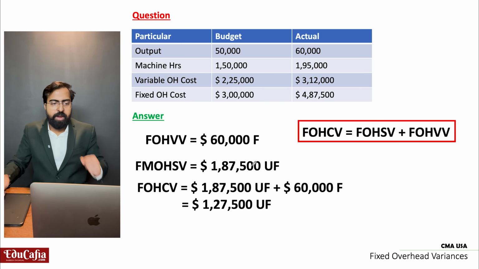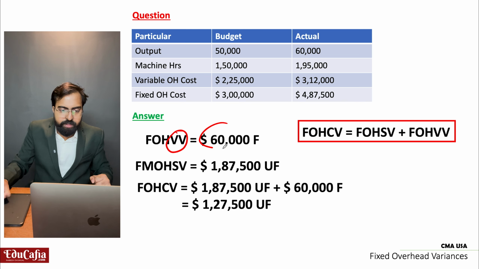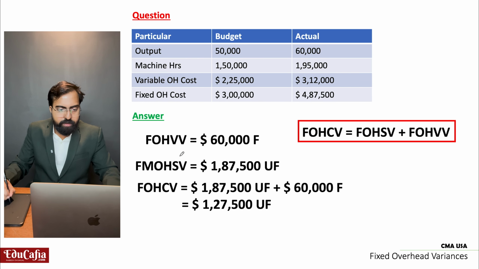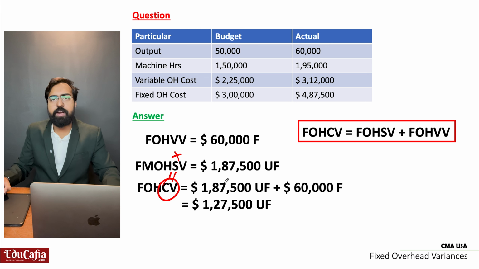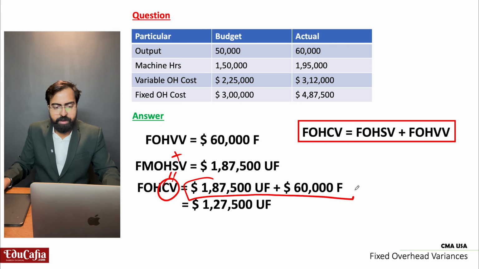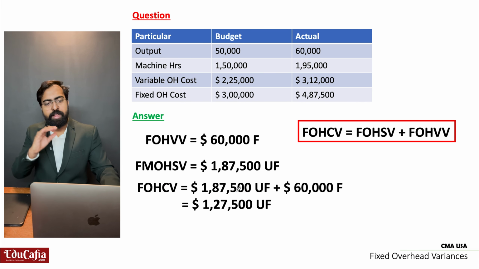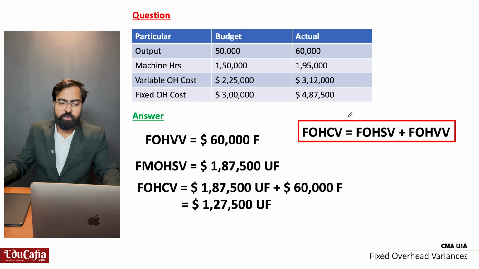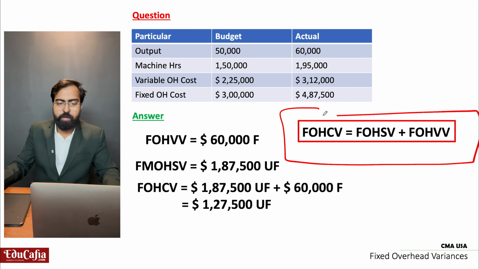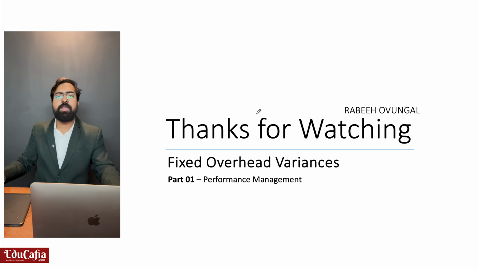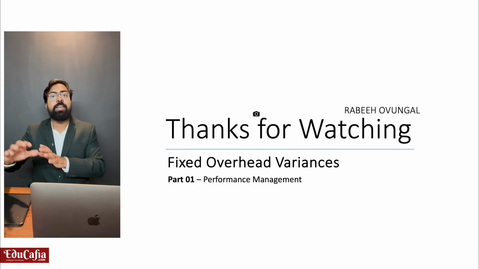So we have volume variance 16,000 favorable and spending variance 1,87,500 unfavorable. If you add these two, you will get the cost variance. Adding unfavorable and favorable, you get 1,27,500 unfavorable, which we already calculated in the beginning of this video. Correct? So you have to keep this equation in your mind. I hope you understood what fixed overhead variance is and the reasons for such equations.